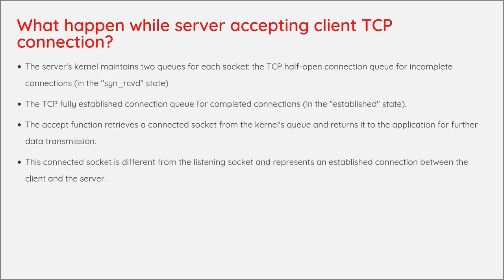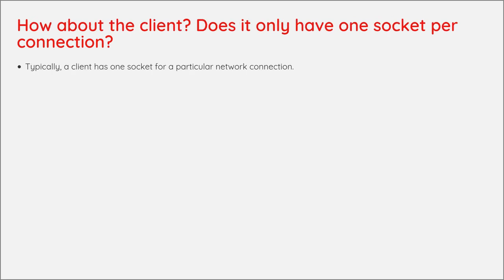What happens while the server is accepting a client TCP connection? The server's kernel maintains two queues for each socket: the TCP half-open connection queue for incomplete connections, in the SYN_RCVD state, and the TCP fully established connection queue for completed connections, in the established state. The accept function retrieves a connected socket from the kernel's queue and returns it to the application for further data transmission. This connected socket is different from the listening socket and represents an established connection between the client and the server. How about the client?